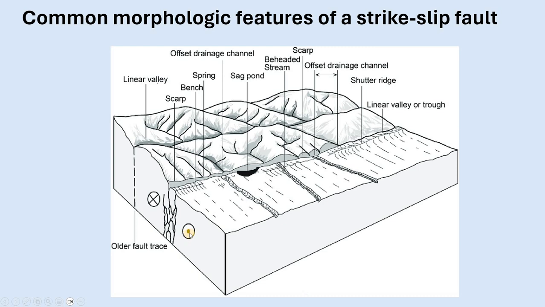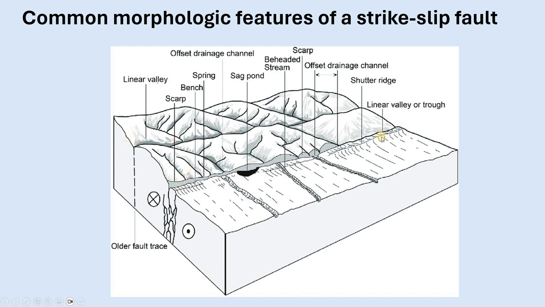This is the tip of an arrow that shows this block is coming towards us, and this X shows this block is going away from us. So this would be a right lateral strike-slip fault, and we have a lot of topography associated with it. Most importantly, we have these linear valleys.